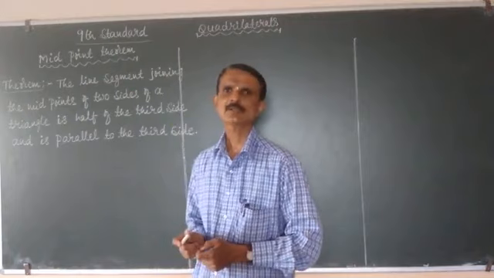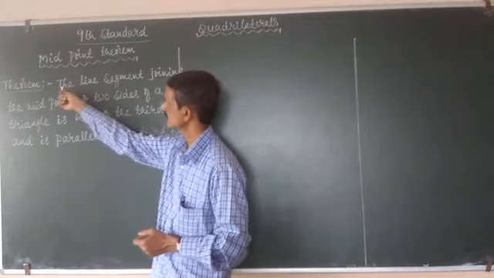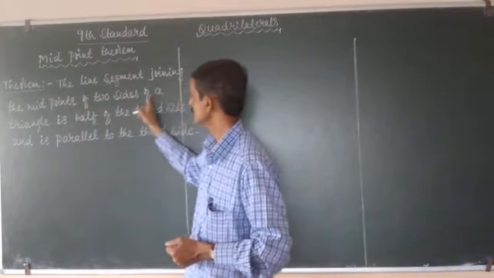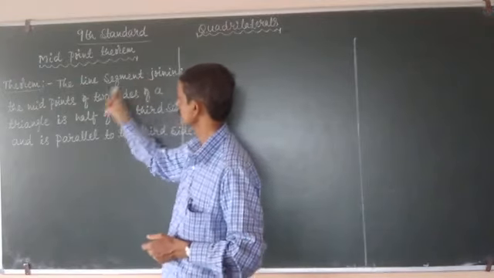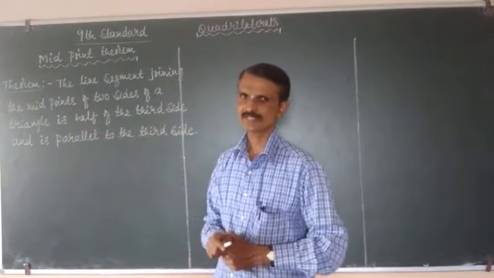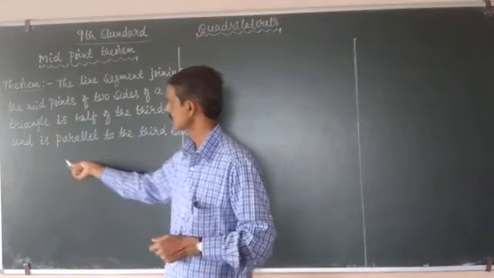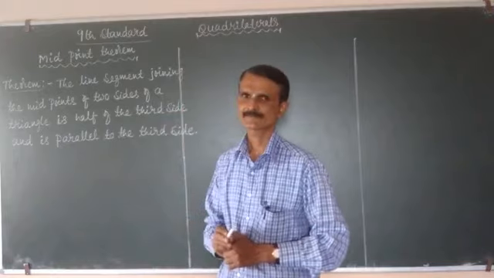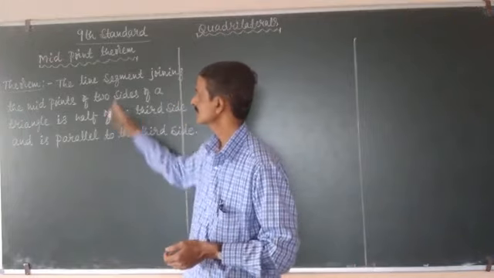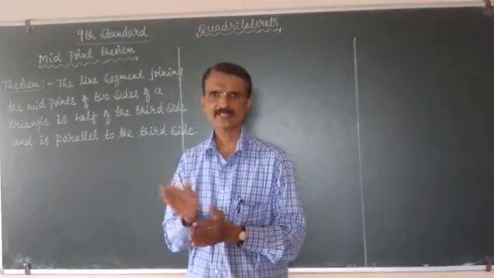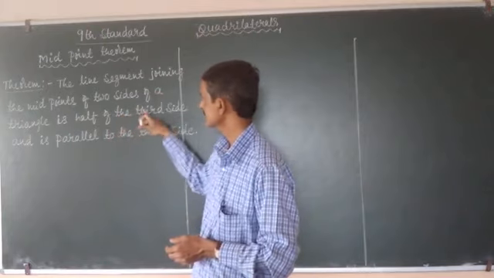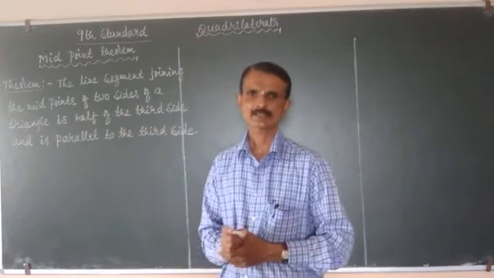This theorem is called the midpoint theorem. Its statement is: the line segment joining the midpoints of any two sides of a triangle is half of the third side and is parallel to the third side.